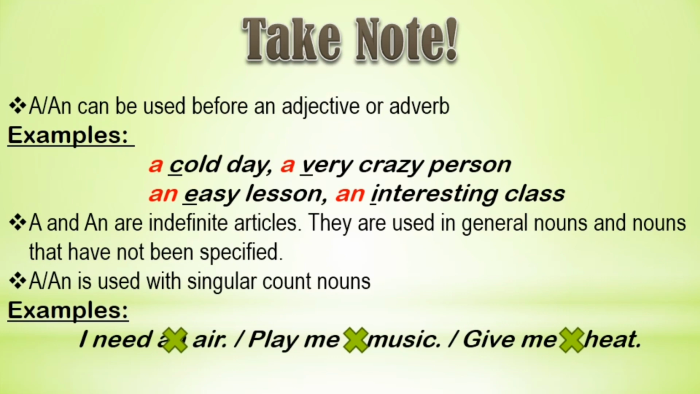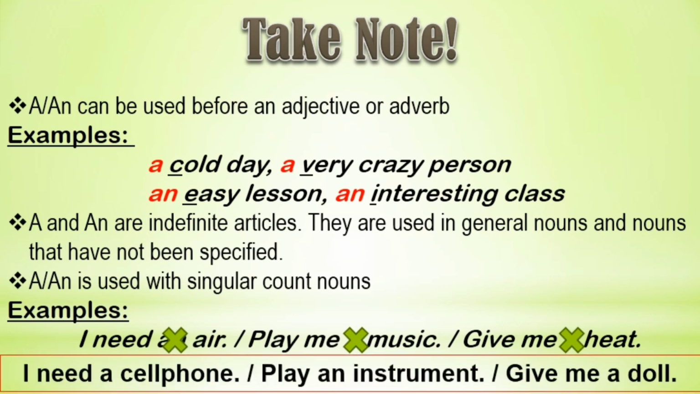So I'll be giving you examples of sentences using A and N correctly, using, of course, singular count nouns. First, I need a cell phone. Cell phone there is an example of a singular count noun. We have just one and we can count it. So we'll be using A because C there is a consonant sound or consonant letter.